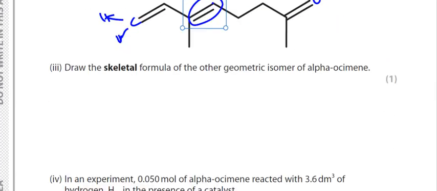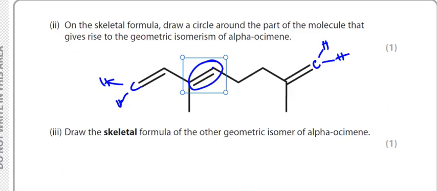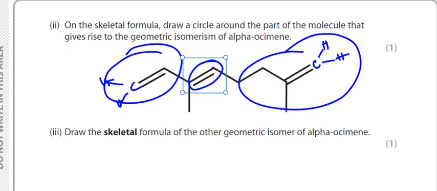Draw a skeletal formula of the other geometric isomer of alpha-ocimene. What isomer is this, right? This is a priority group here, and this is a priority group here, right? So what is drawn here has the priority groups not on the same side. Same side, I always say same side, right? Same side.